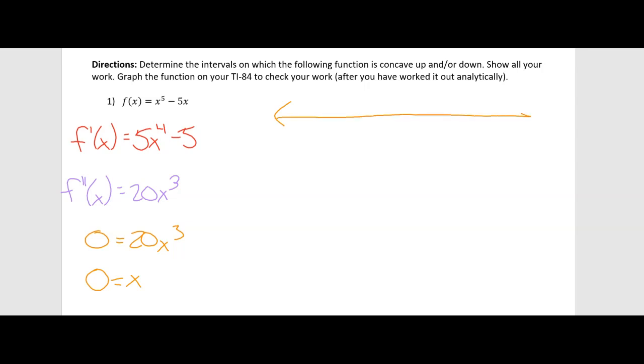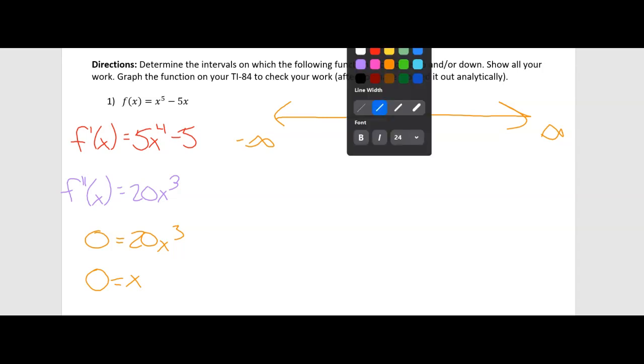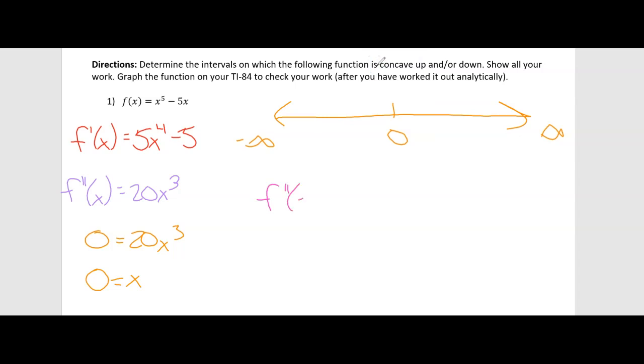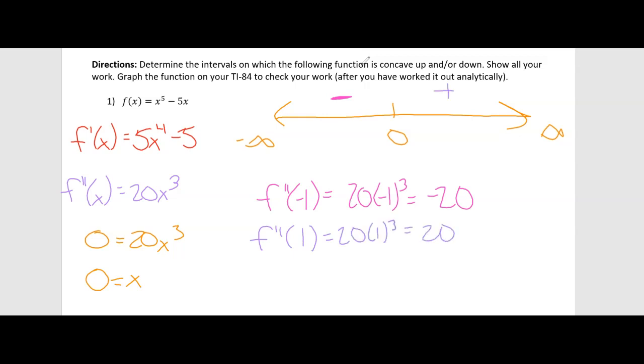So I only have one critical point. It's at x equals 0. My original function is defined for all x values, so that's why I can go to negative infinity and positive infinity. And my second derivative is also defined for those values as well, so I can also include it. Let's now choose some test points. So let's do f double prime of negative 1. That's going to give me 20 times negative 1 cubed, which is going to be negative 20, so it's negative on that interval. And f double prime of positive 1 is going to give me positive 20. So it is positive on that interval.